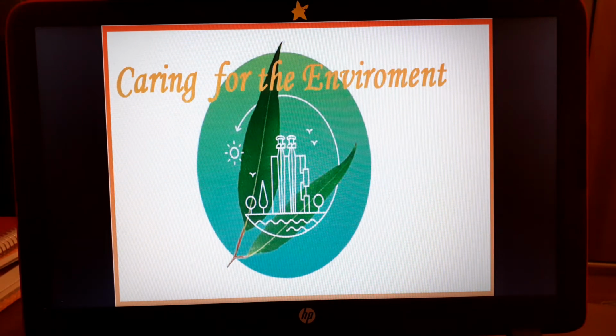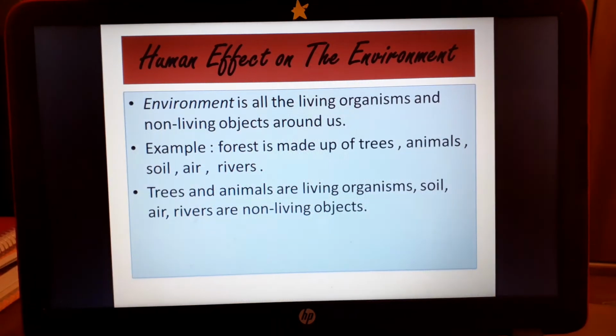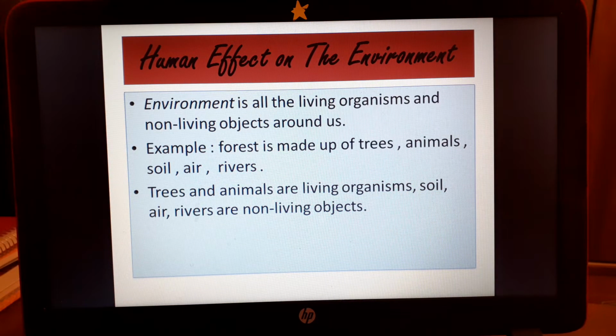Okay, grade five. We're going to talk about the environment and how do we care for it. Now, what is an environment and what do we mean by care for it? Well, environment is everything around you, whether it's living or non living. For example, a forest is made up of trees and animals, living organisms, but soil, air, and rivers are not living organisms, but together they make up the environment.